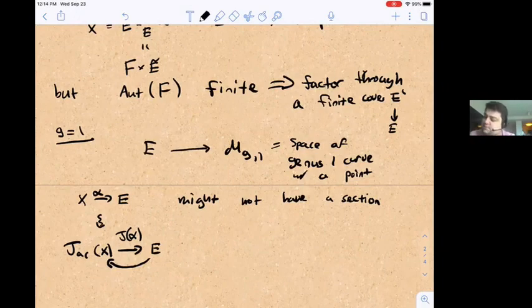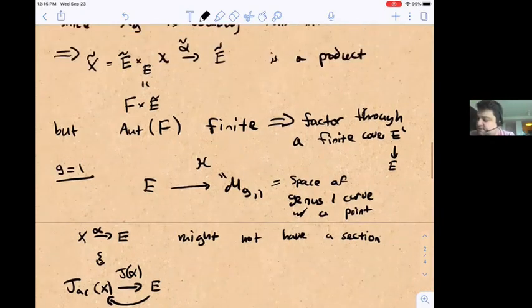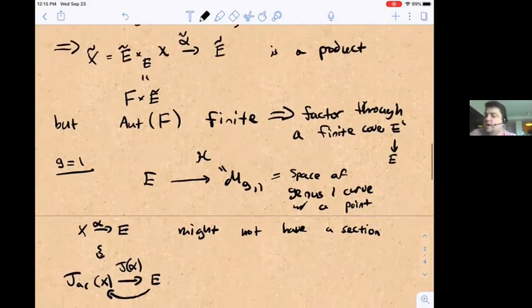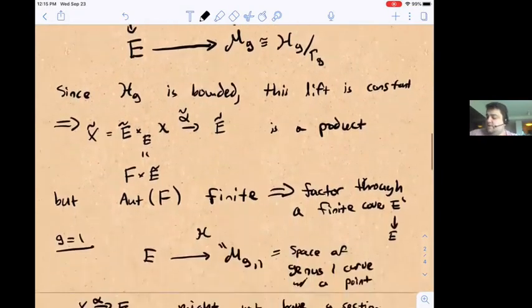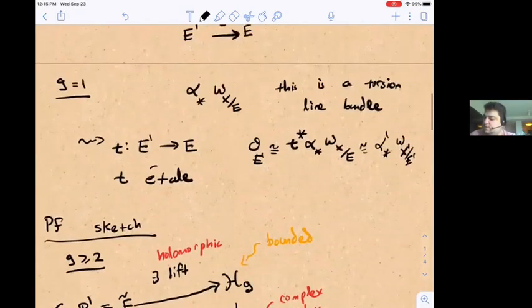E to M_G1. And again, this M_G1 is the quotient of, this time just the usual upper half plane, by some group action. And so we can run the same argument to see that the Jacobian fibration is isotrivial in the strong sense. But this bundle, this push forward of omega, only depends on the Jacobian.